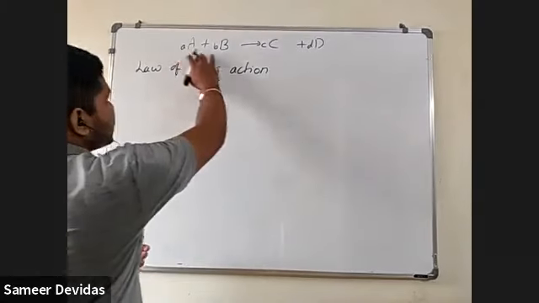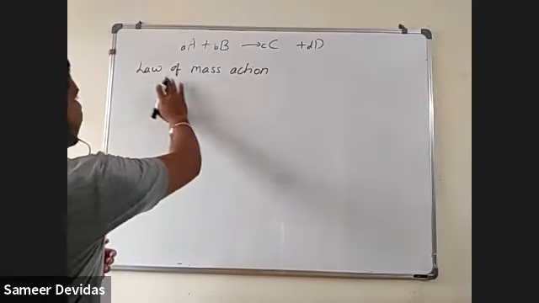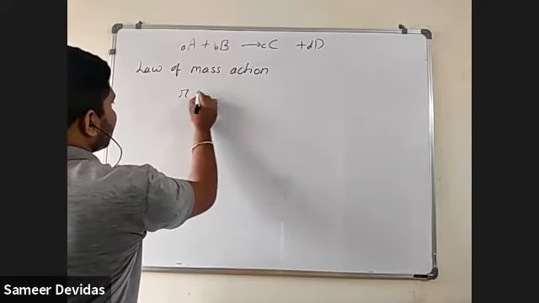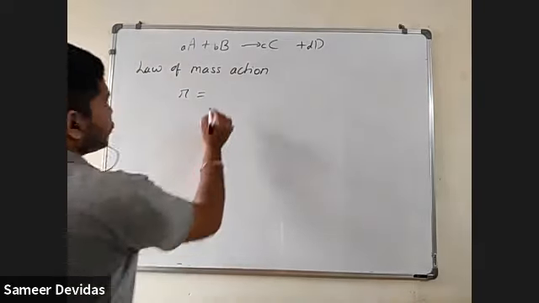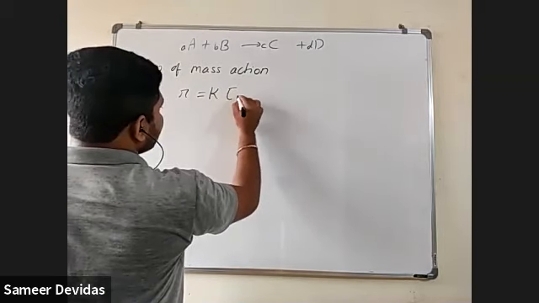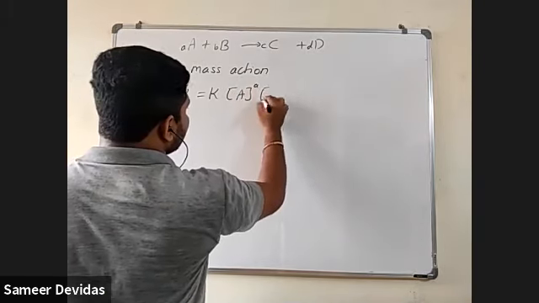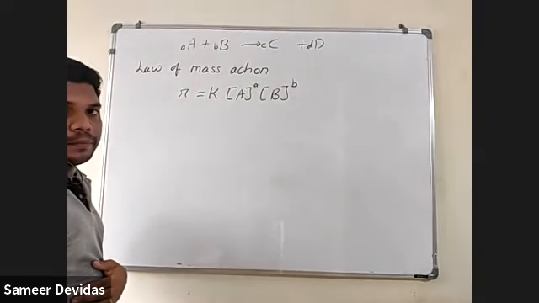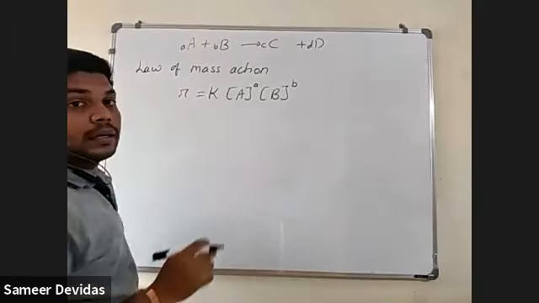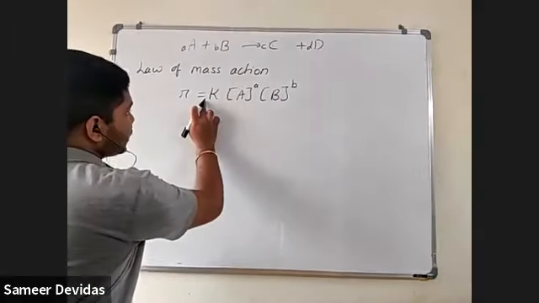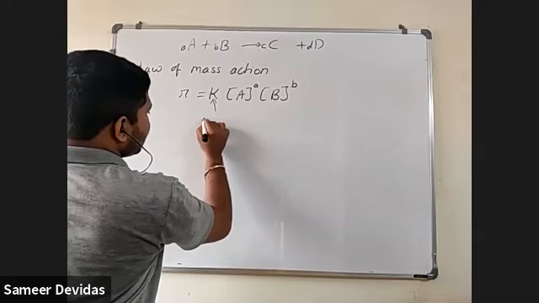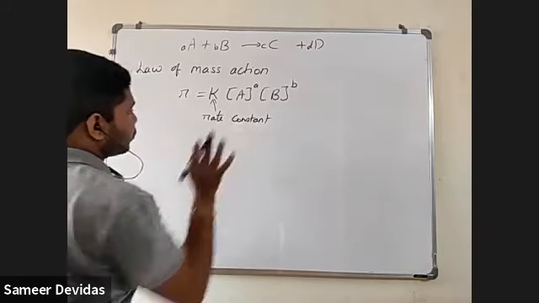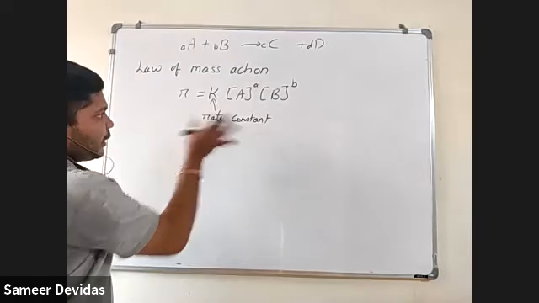Now, suppose this is a chemical reaction. In the law of mass action, what does it say? R is equal to K, A raised to a, B raised to b. What have you understood from this? R means rate of a reaction, is equal to. K, what is the use of K? K is nothing but a rate constant. Yes, this is called a rate constant, not a normal constant.